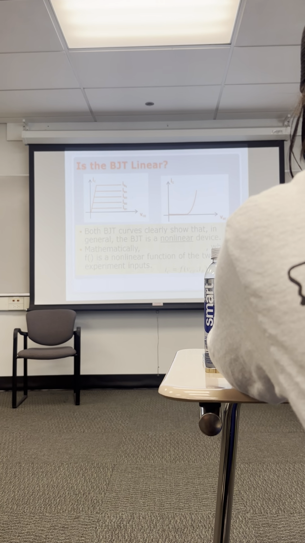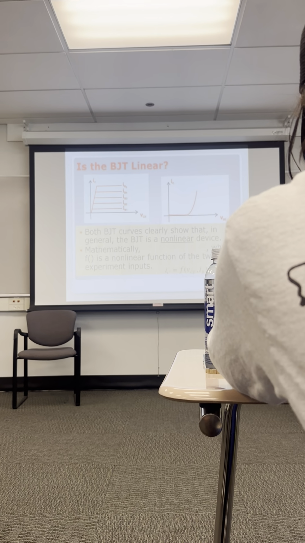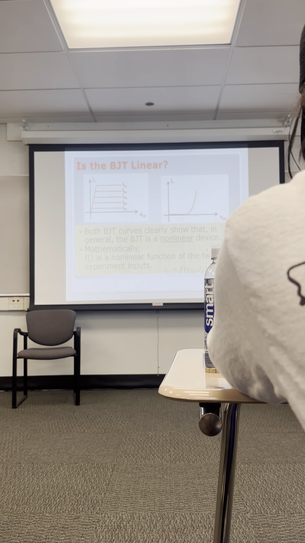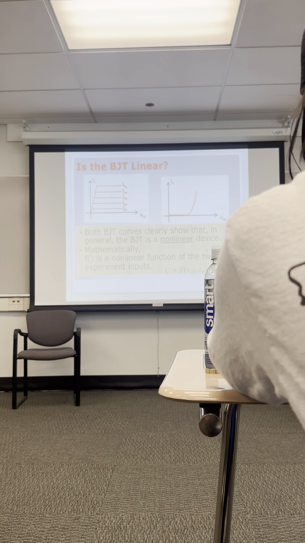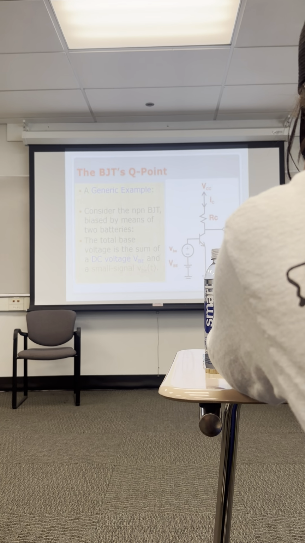So on a BJT, or an NPN, the base-emitter junction is just like a diode, a PN junction. And you note that it's also a non-linear device. So that means if you overdrive a BJT, you basically create distortion in the device.